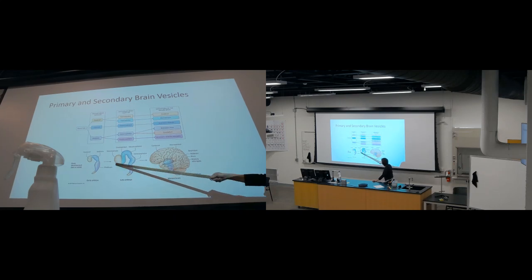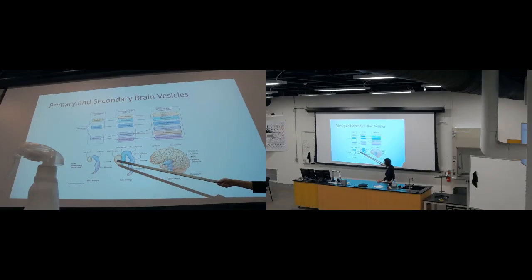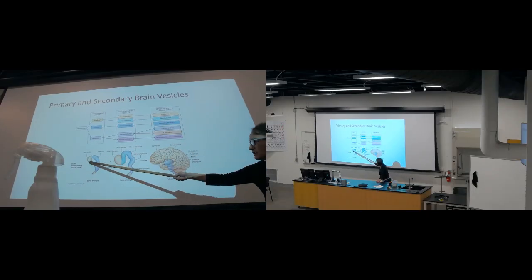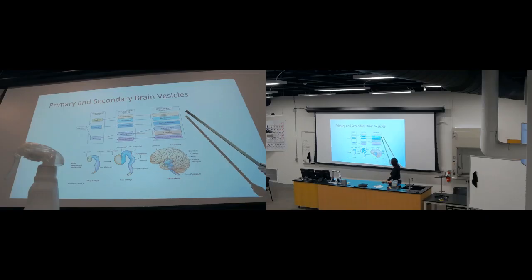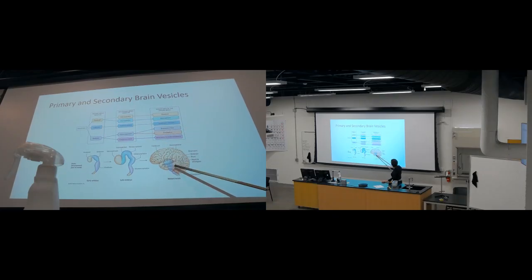And then what derives from each of these secondary vesicles? So the telencephalon, which is this most anterior part, the tip basically here, will form the cerebrum, which is all this. And then the diencephalon, which is found in here, deep in the brain.